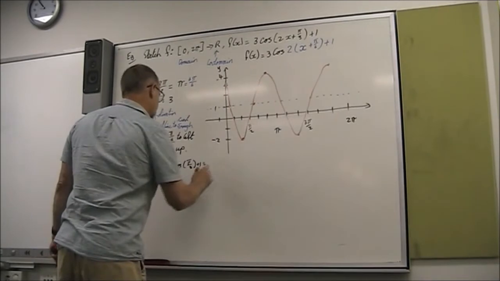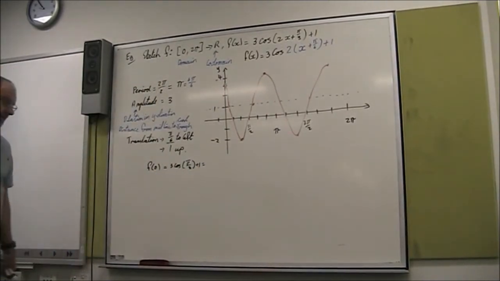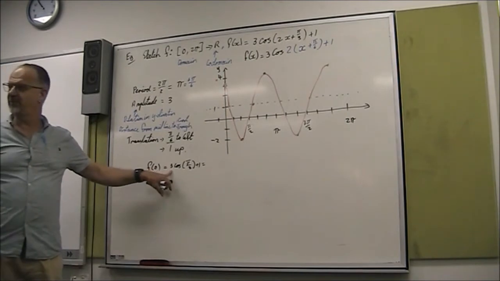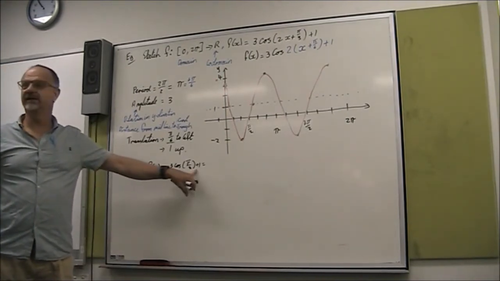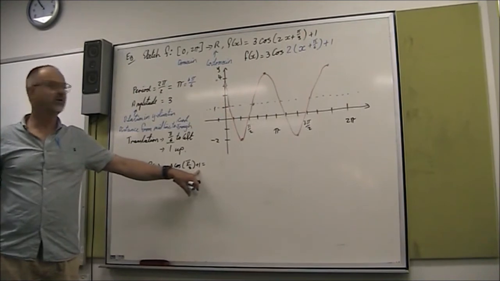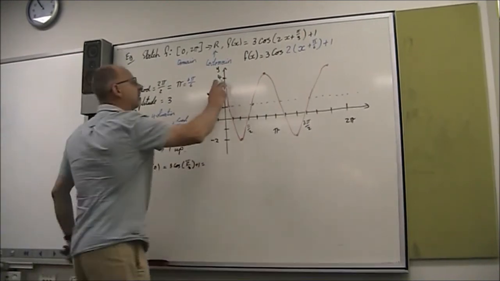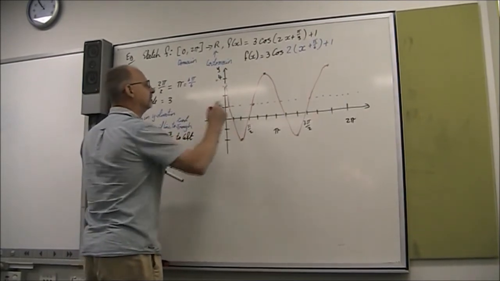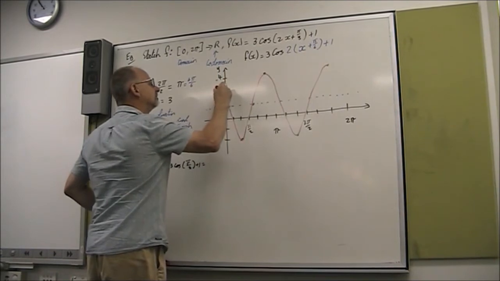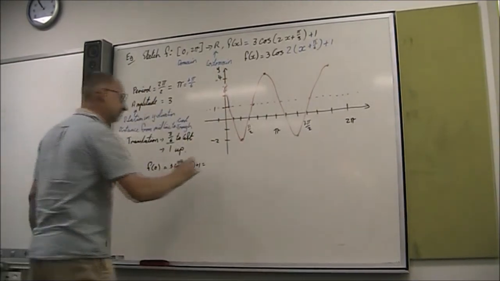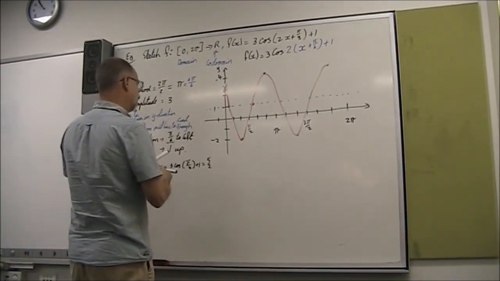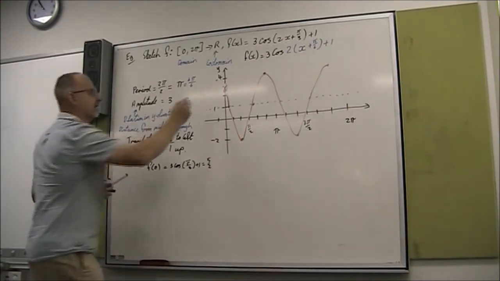Alright, so I don't know what that is. Cos of pi on 3 is a half, isn't it? 3 lots of a half is 3 over 2. Plus another one is 5 over 2, isn't it? Which is 2.5, so I've marked it too high up here. About here. So that point there is.